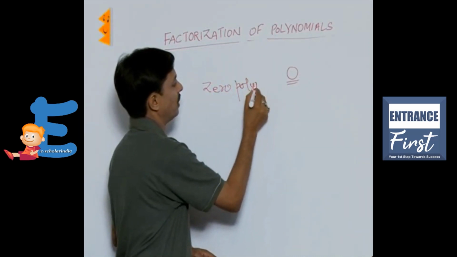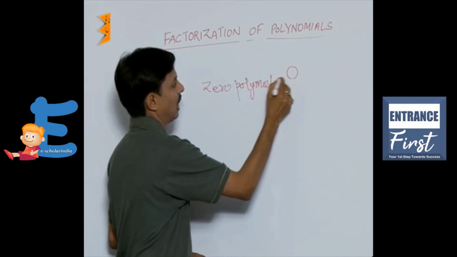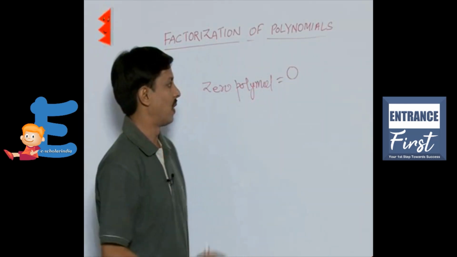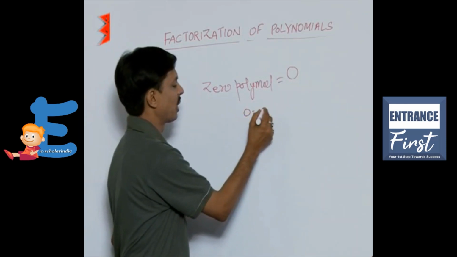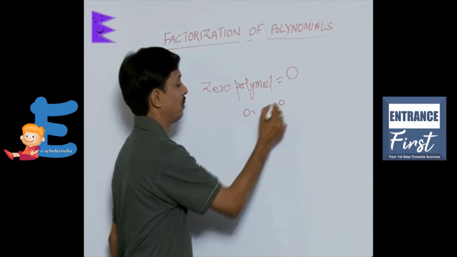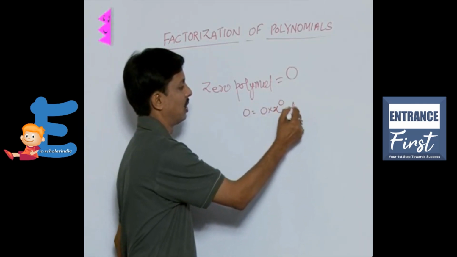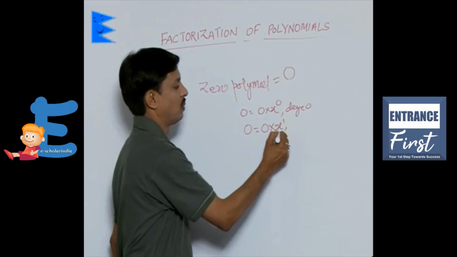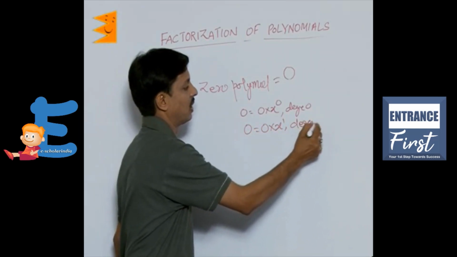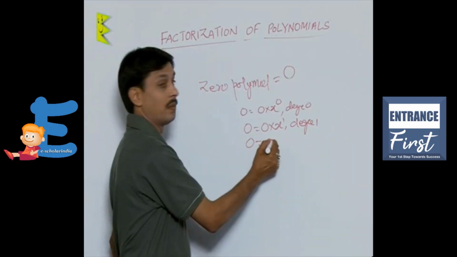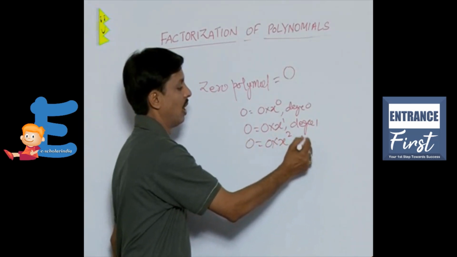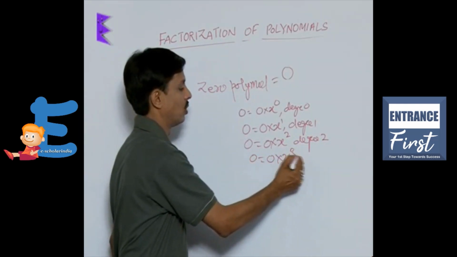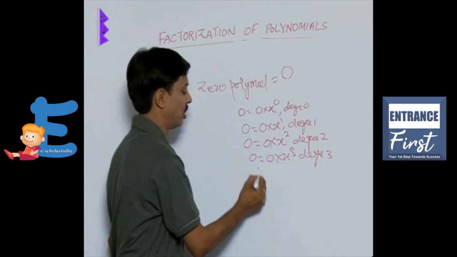Zero polynomial. Number 0 itself is known as the zero polynomial and its degree is not defined because 0 can be written as 0 into x raised to the power 0. As per this condition, its degree has to be 0. 0 can be written as 0 into x raised to the power 1. As per this condition, its degree is 1. 0 can be written as 0 into x raised to the power 2. As per this condition, its degree is 2. 0 can be written as 0 into x cube. As per this condition, its degree is 3.